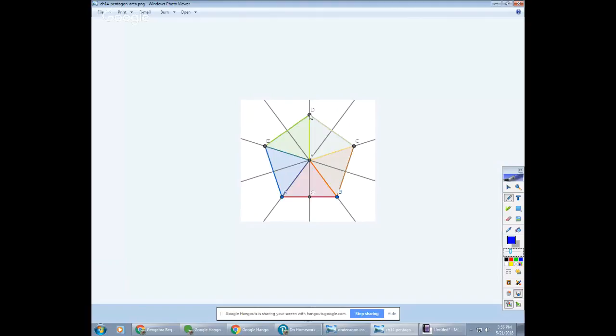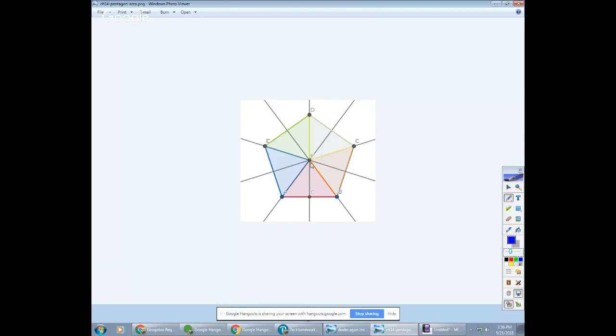So the task in GeoGebra is to try to figure out how to use the tools to find the center, and then use the center to try and break down these triangles. So the key things I was looking for, I needed the center point right here, and I needed this midpoint on the other side. Okay.